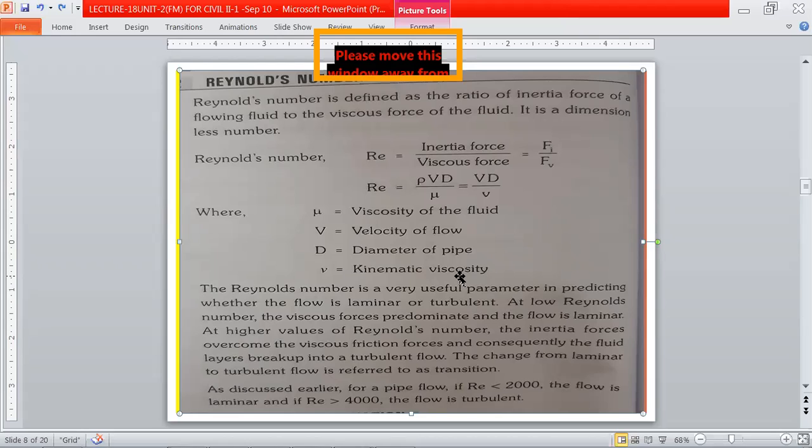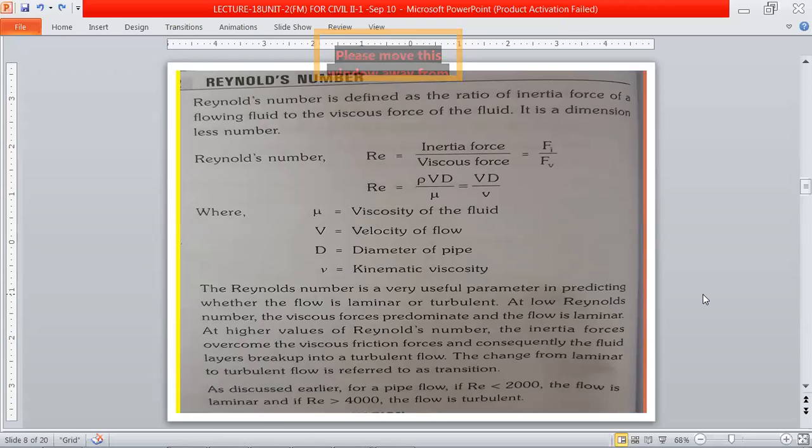Now the Reynolds number is a very useful parameter in predicting whether the flow is laminar or turbulent. In the classification of flows, we discussed laminar flow and turbulent flow. To predict that, the Reynolds number is very, very useful. At low Reynolds number, the viscous forces predominate and allow laminar flow. At high values of Reynolds number, the inertia forces overcome the viscous force, friction, and consequently the fluid layers break up into turbulent flow.